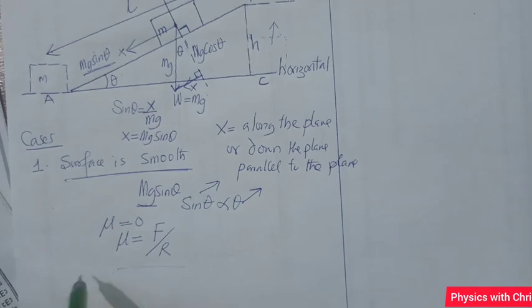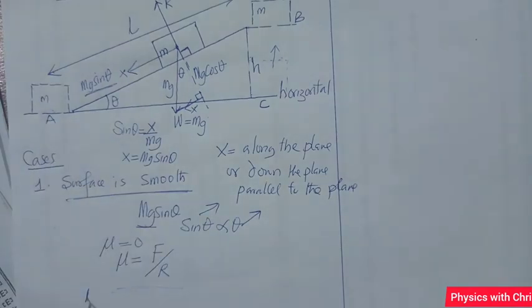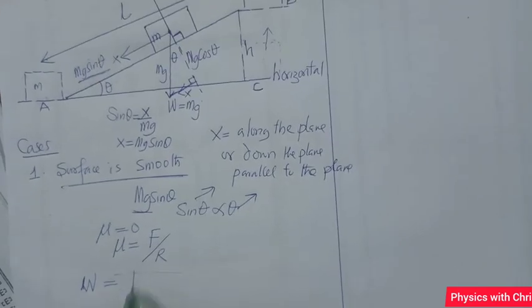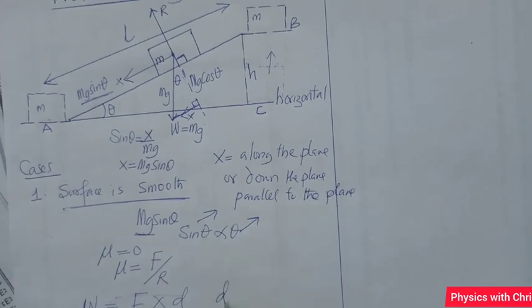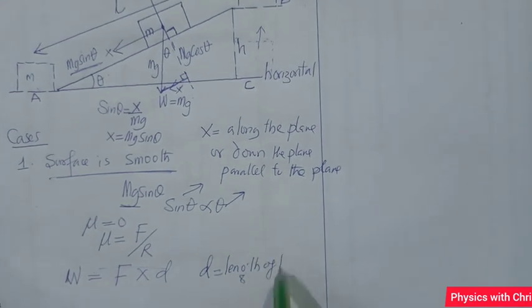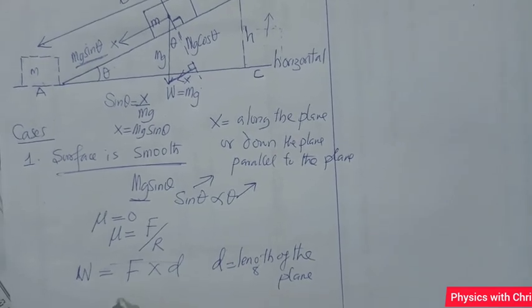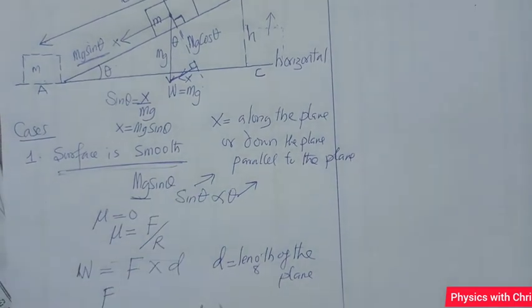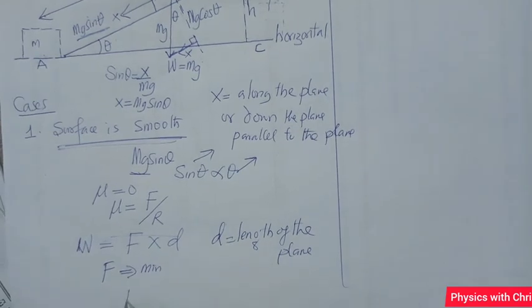It means that the work done taking this block from point A to point B still remains the product of force and distance moved in the direction of the force. And the distance d is the length of the plane, measured in meters. So I can use D, I can use L. But this force F, for a smooth surface, becomes the minimum. So what's the minimum force required to do that? Force F will be equal to mg sin theta.